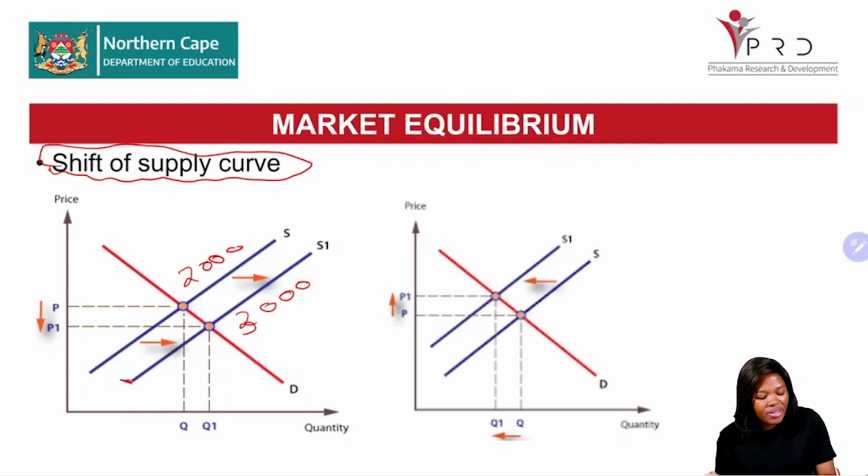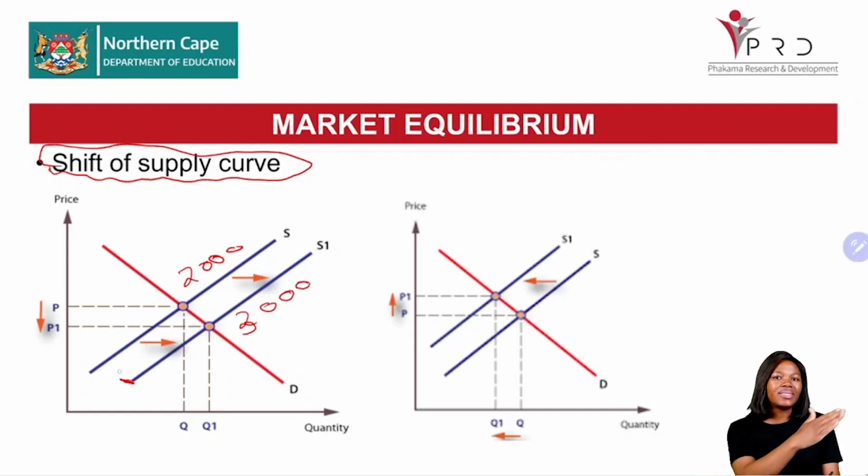Now, what happens in the market when the quantity supplied has increased? The supply curve will shift to the right. The demand remains the same. Quantity demanded remains the same. Number of consumers remains the same. They are constant. Now, if the quantity supplied increases in a market, the supply curve will have to shift to the right. And when it shifts to the right, that also affects what? The equilibrium price or point.